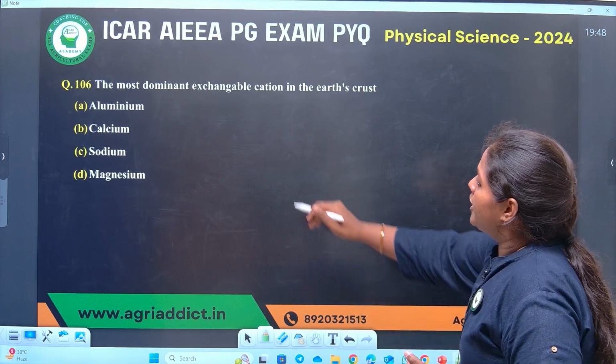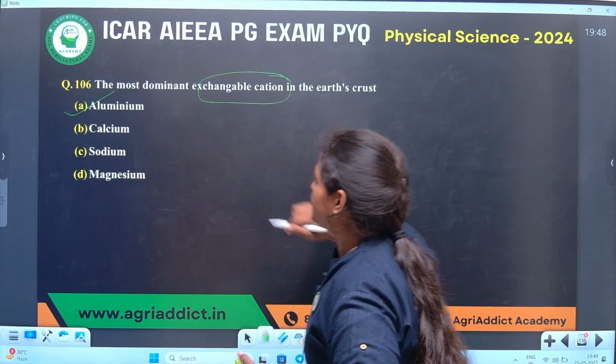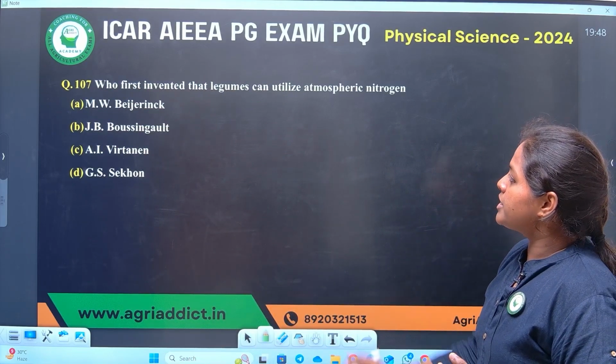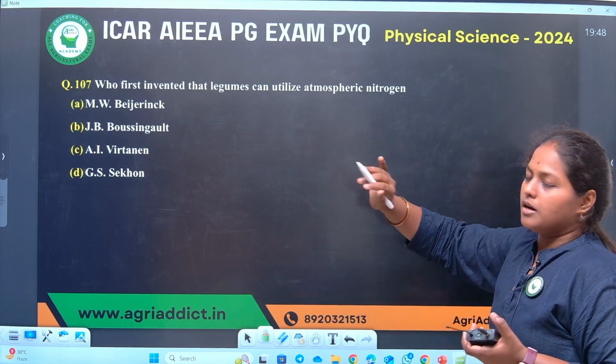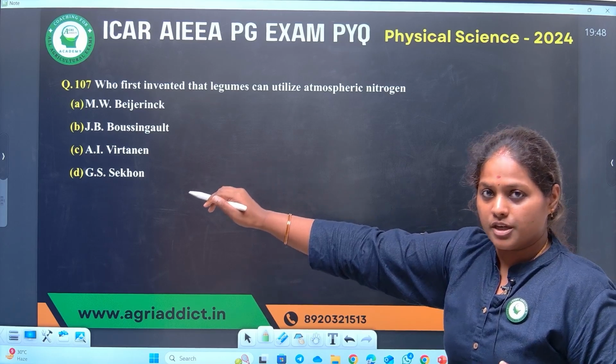The most dominant exchangeable cation in the earth crust is aluminium. Option A. Next question. Who first discovered that legumes can utilize atmospheric nitrogen? A question from soil biology. Answer is option B, Boussingault.